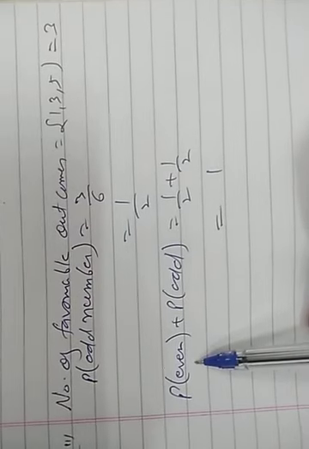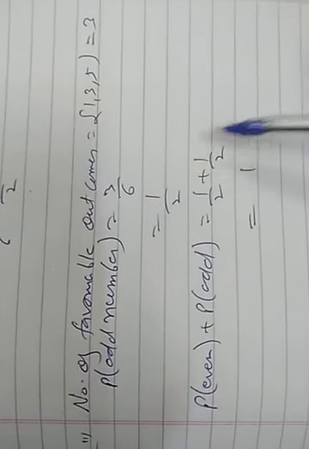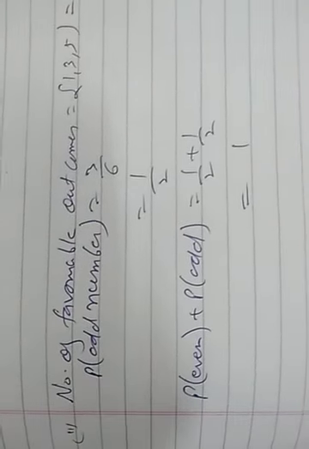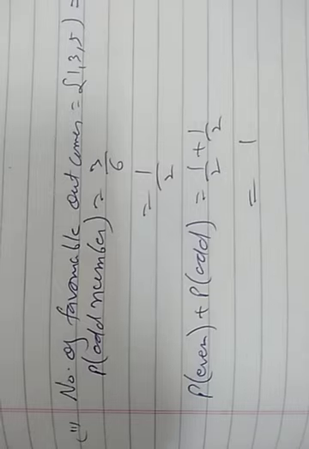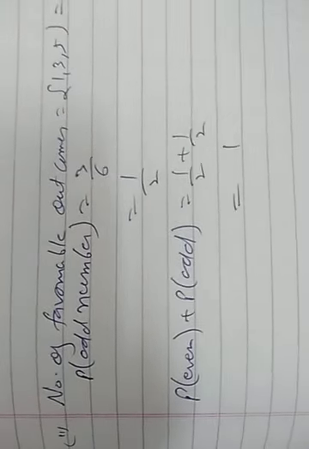Now again we observe here that there are only two possible outcomes whenever you throw a die. Either you will get an even number or you will get an odd number. The probability of getting an even number is 1 by 2 and the probability of getting an odd number is also 1 by 2, and their sum is 1. So we can say the event even and the event odd are complementary events, because these two events cannot occur together. Whenever you throw a die, either you will get an even number or you will get an odd number.